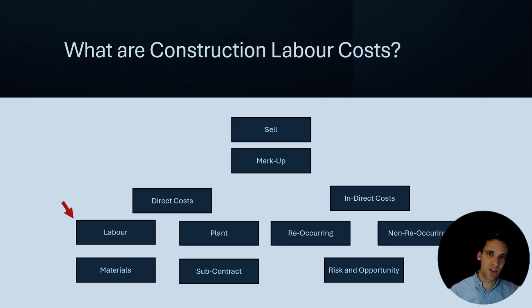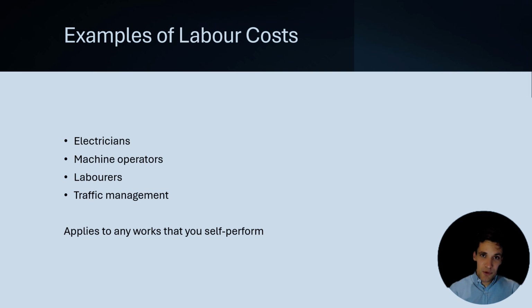The labour costs are one of the four components of the project direct costs. So for our direct costs, we've got our labour, we've got our plant, we've got our materials, and we've also got our subcontract costs. The labour costs are the cost of the physical labour, so the people we employ to perform these tasks. Some examples of labour costs could be electricians, machine operators, labourers, traffic management personnel, basically anybody we directly employ for works we self-perform.